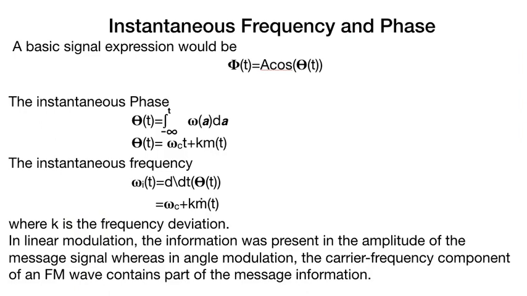In linear modulation, the information was present in the amplitude of the message signal, whereas in angle modulation, the carrier frequency component of an FM wave contains part of the message information. So in this case, it is the carrier wave itself, the zero crossing of the carrier wave, I must say, that contains the information.